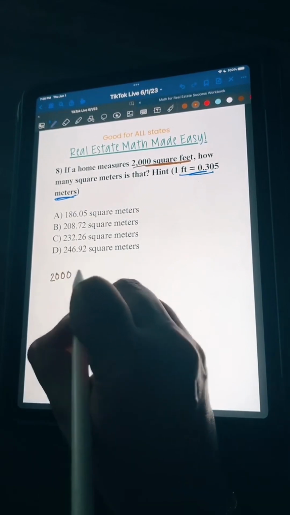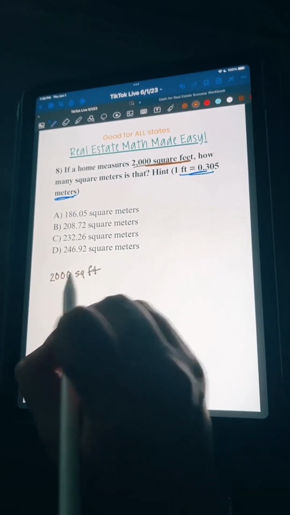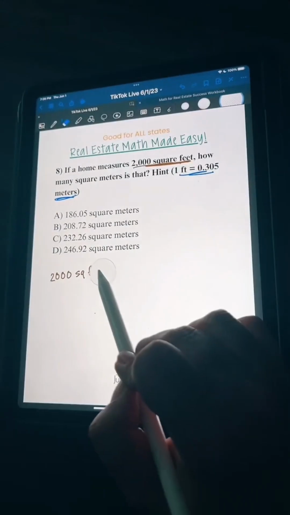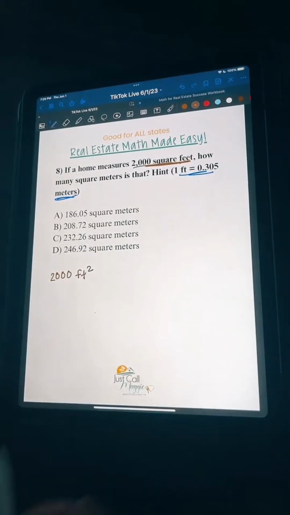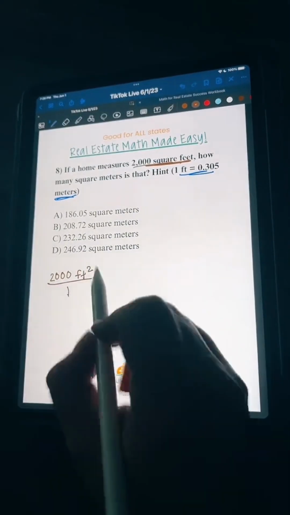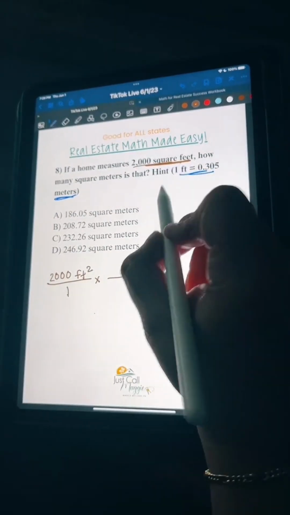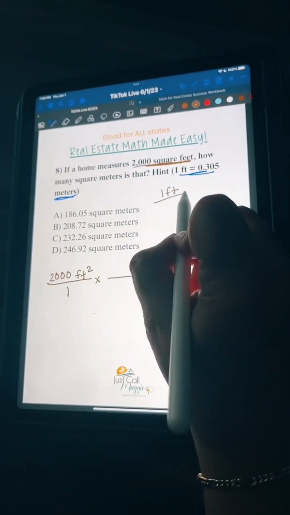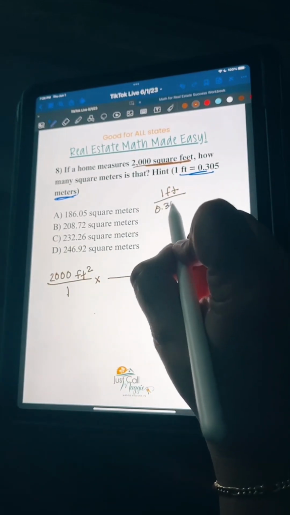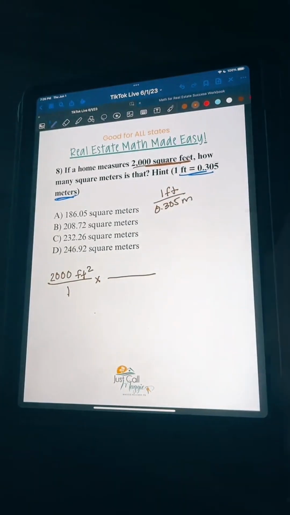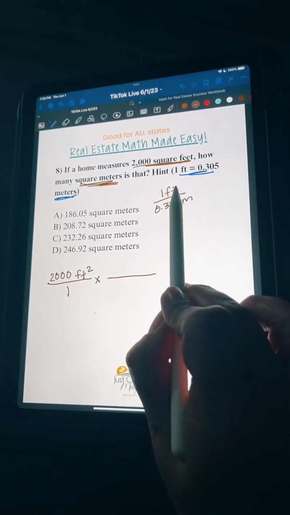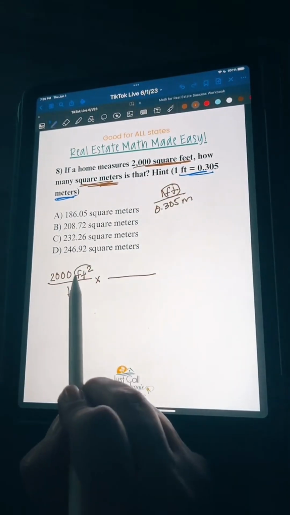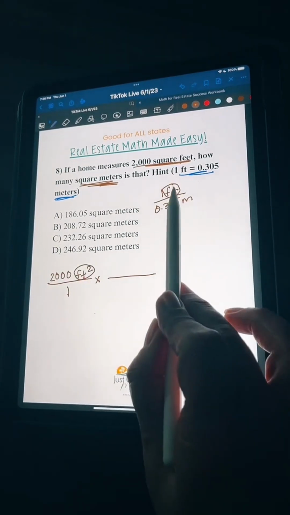Now, this is how I do it. Okay, remember square feet. Let me rewrite this. Square feet is really written as feet squared, okay? So I'm going to start with that, and I always start it with it over 1. So here, this is showing me that 1 foot equals 0.305 meters. And they want to know square meters, okay? Now, I'm going to use this ratio. Now, I see feet here and feet here, but this is feet squared. This is only 1 foot.